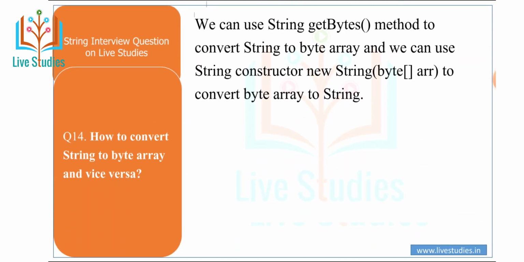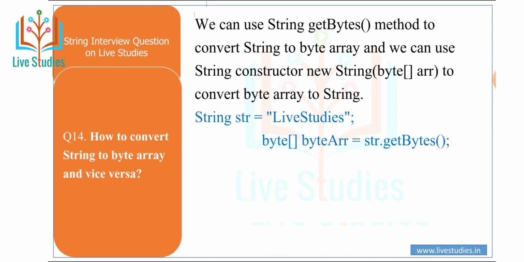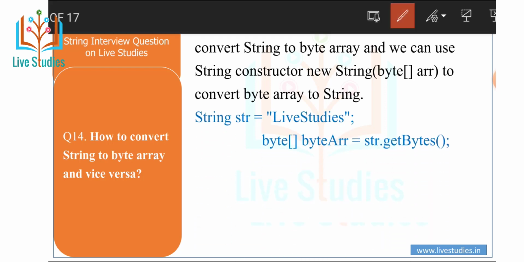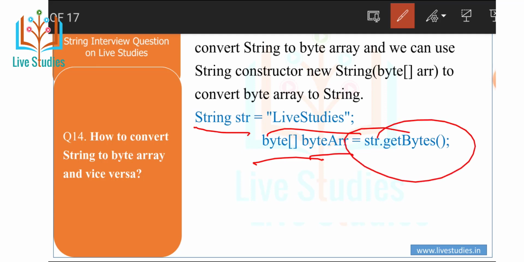Another question is, how to convert a string to a byte array and vice versa. We can use the string getBytes method to convert a string to a byte array, and we can use the string constructor new String(byte array) to convert a byte array to a string. Like this one, you can create a string str is equal to "live study", and a byte array is equal to str.getBytes method.